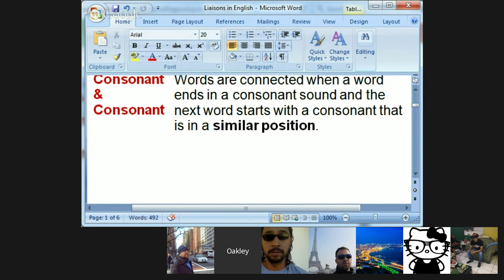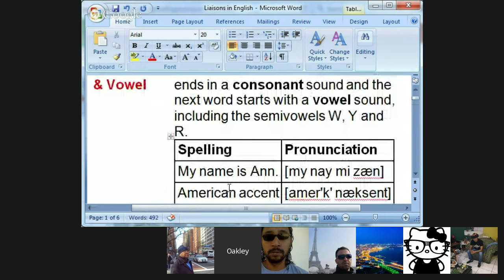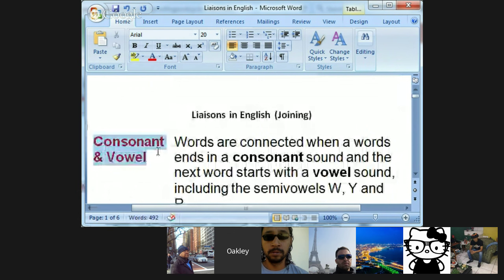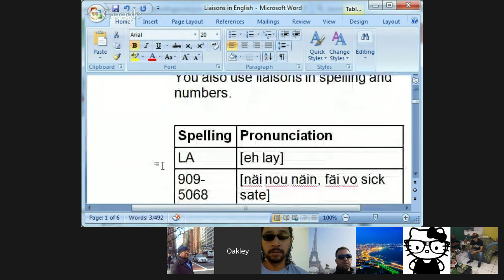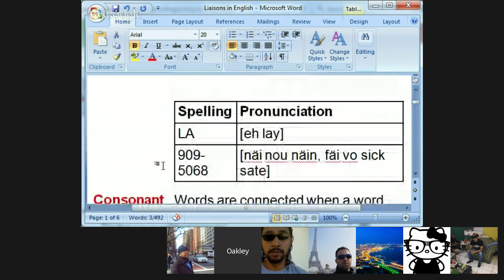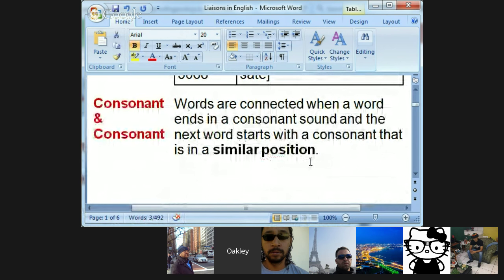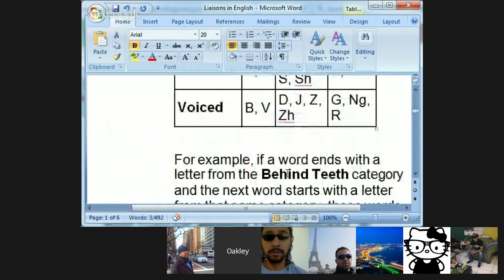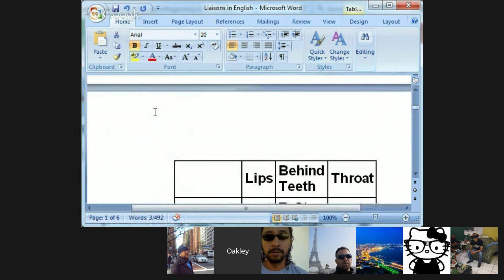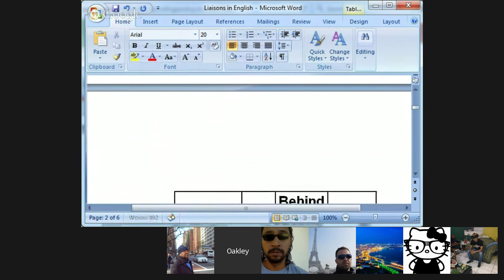Biological experiments. I can join them because biological ends with an L and experiments starts with an E, so that's fairly easy. Consonant vowel, biological experiments. I don't have to slow down as much, but sometimes with other combinations of words it becomes more difficult. Actually, before we look at this, I want to talk about something much easier.